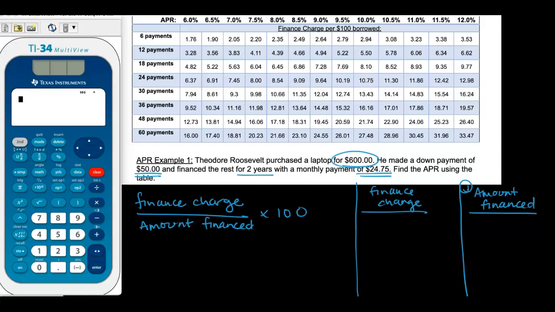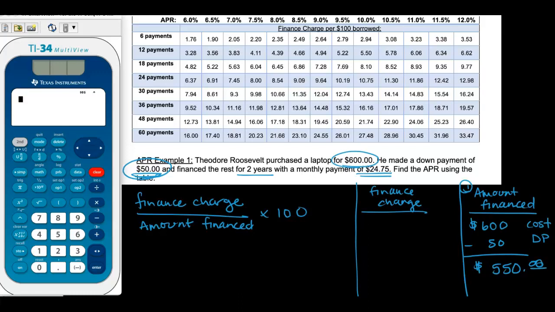To find the amount financed, all we have to do is take the cost of the item, so $600, and subtract any down payment. Now, if there isn't a down payment made, then there's nothing to subtract. It'd just be $600 would be the amount borrowed. In this case, there's a down payment made of $50. So I'm going to take off $50, and that means the amount financed is $550. That's the amount borrowed from the bank.